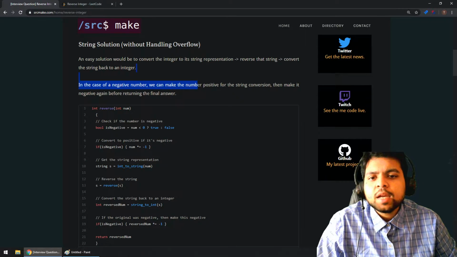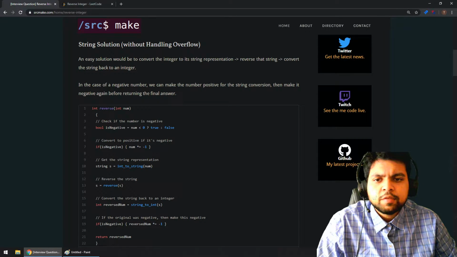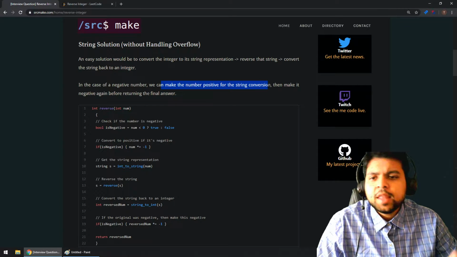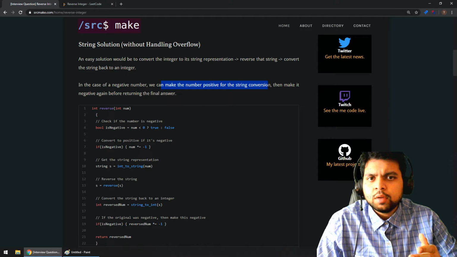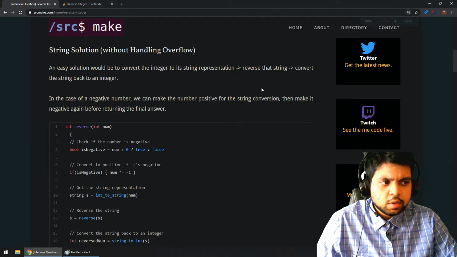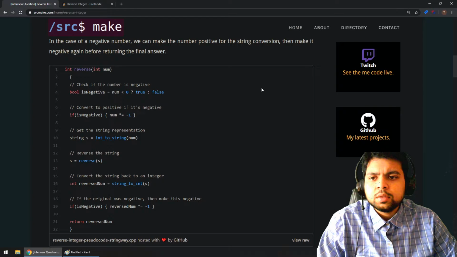In the case of a negative number, we just have to do something a little bit different. We want to make it positive for the string conversion, and then we can make it negative again before we return it for the final answer. So let's look at this pseudocode. I'll make this a little bigger so it's easy to see.